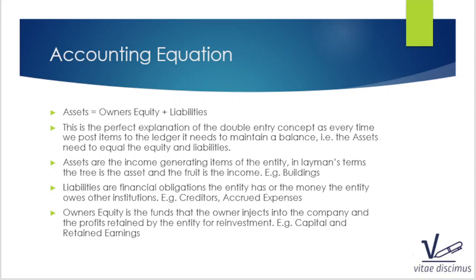Then liabilities are the financial obligations the entity has or the money the entity owes other institutions. For example, creditors, accrued expenses, loans, all those are examples of liabilities. Then, owner's equity are the funds that the owner injects into the business, as well as the profits retained by the entity for reinvestment.